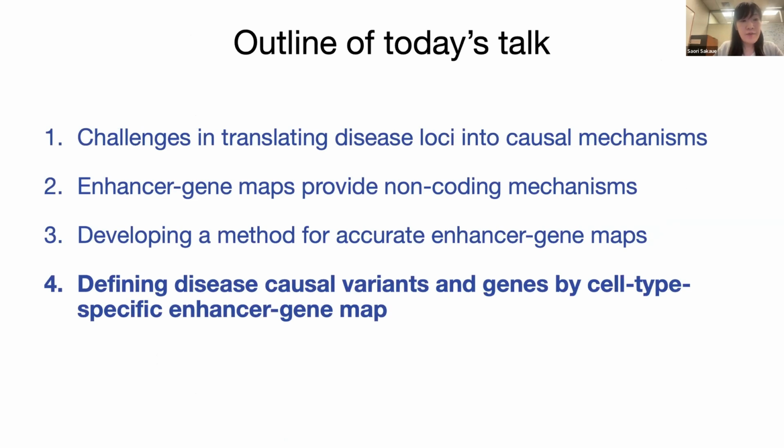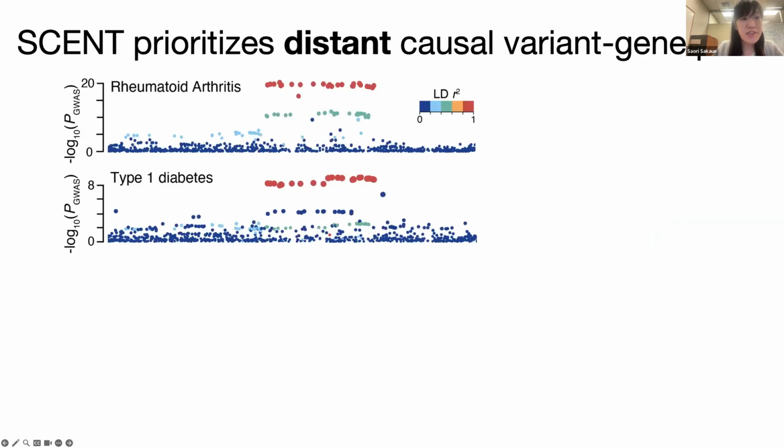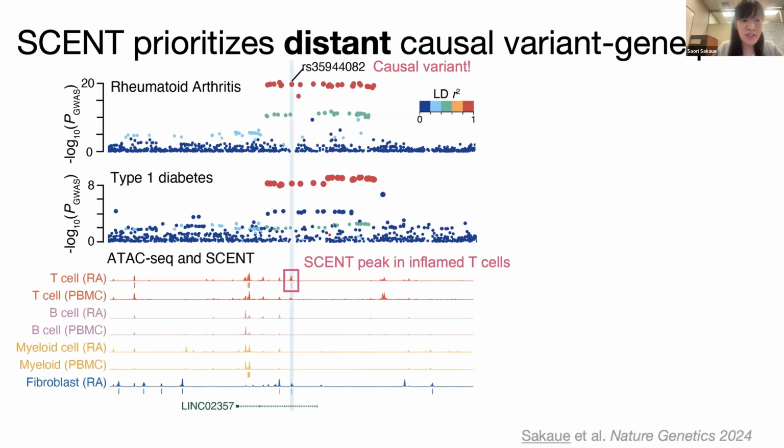Finally, I want to introduce one vignette of how it is useful in defining disease causal variants and genes. I'm always interested in prioritizing and understanding our own GWAS results by using our own method. So we use this RA GWAS result introduced in the first part of my presentation, and also the type 1 diabetes GWAS. This is the chromosome 4 locus. Again, each dot is a SNP, the x-axis is the SNP position, and we have many, many variants associated with both diseases with the same strength. So we can't distinguish a true causal variant by GWAS alone, which is very challenging.